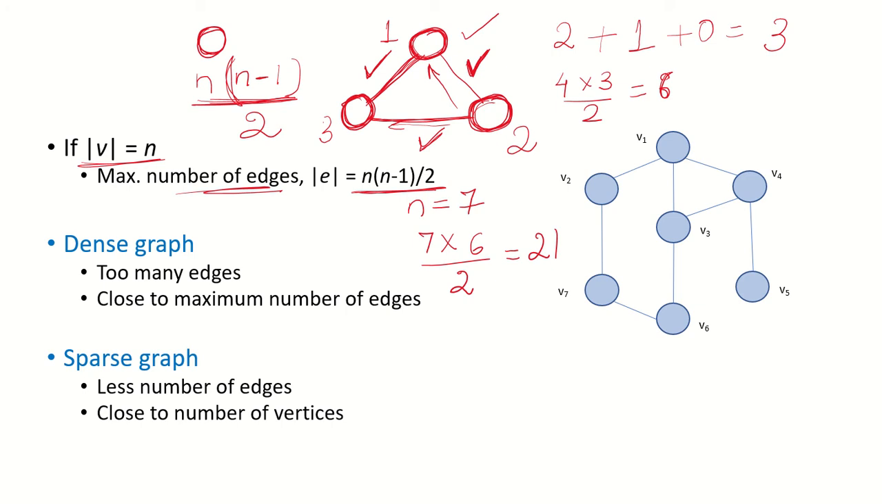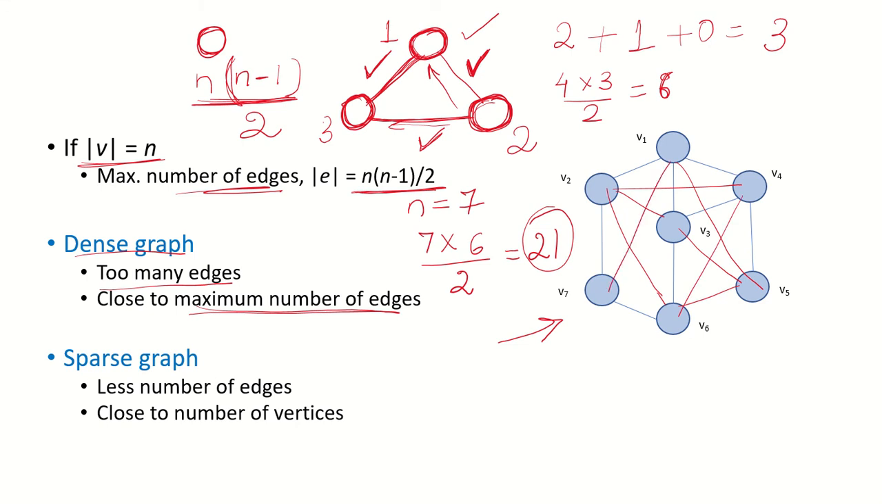We can think of a graph as a dense graph. A dense graph is a graph which has too many edges, and by too many we mean that the number of edges is close to the maximum number of edges. So if this particular graph can have a maximum of 21 edges, then any number of edges close to 21, like say 16, 17, 18, 20 or 21, would make it a dense graph. There would be too many edges connecting most of the vertices with each other. So if you have this kind of graph, it would be termed a dense graph.